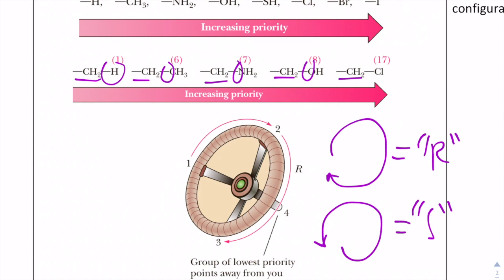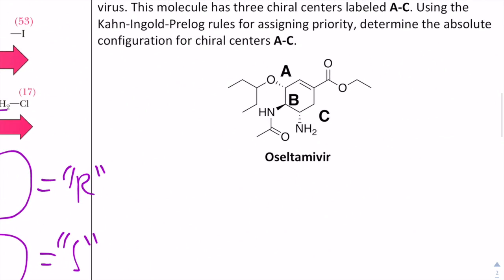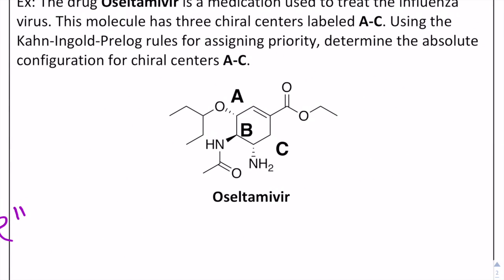So we know how to identify chiral molecules now, and we know how to identify chiral centers, so the next step is to look at the substituents attached to a chiral center, give priorities to them, and then say this is an S configuration, this is an R configuration. So let's practice that. The drug oseltamivir is a medication. It's also called Tamiflu. A lot of people take this medication. It's used to treat the flu. The molecule has 3 chiral centers labeled A, B, and C. So now let's assign priority to those substituents and determine the absolute configuration, meaning is it R or is it S? Let's just take these one at a time.